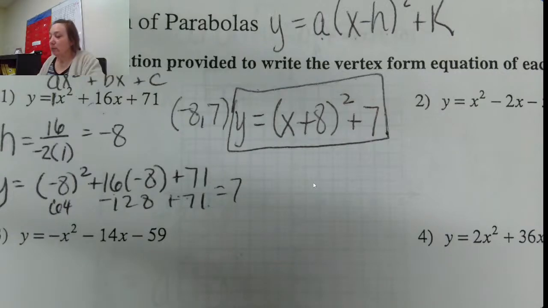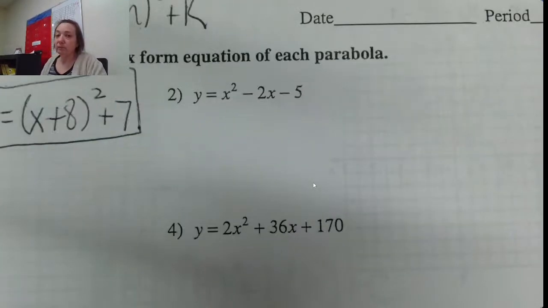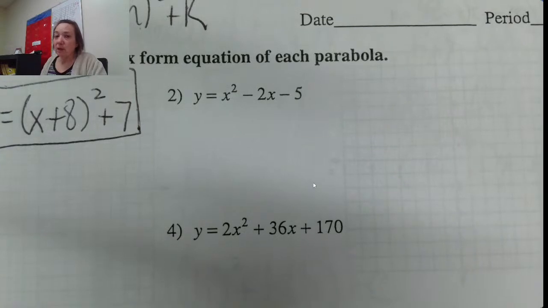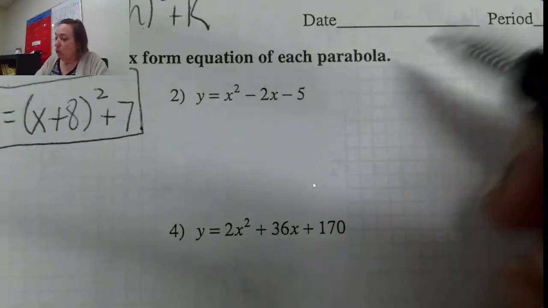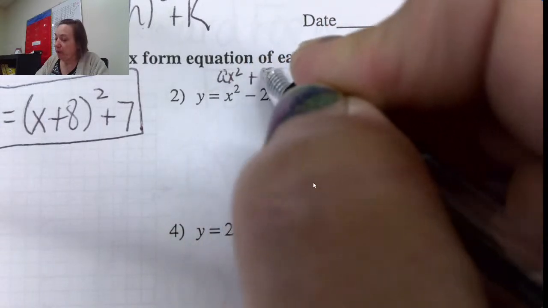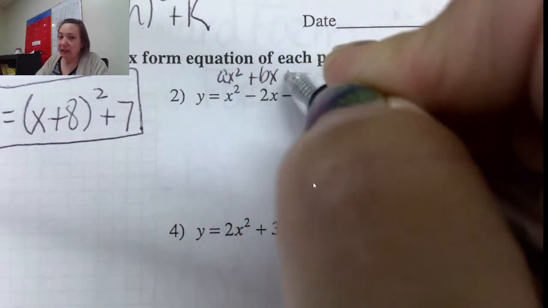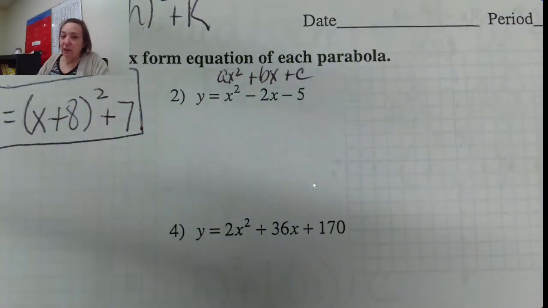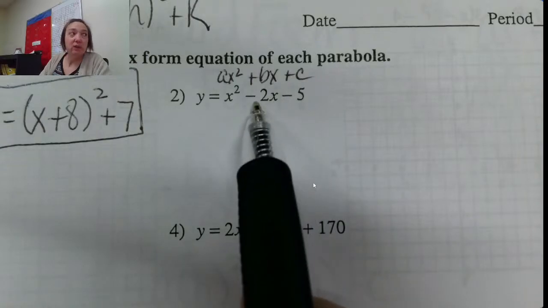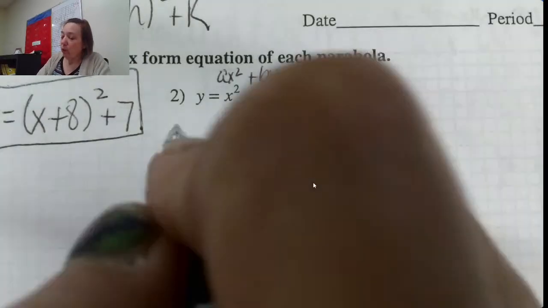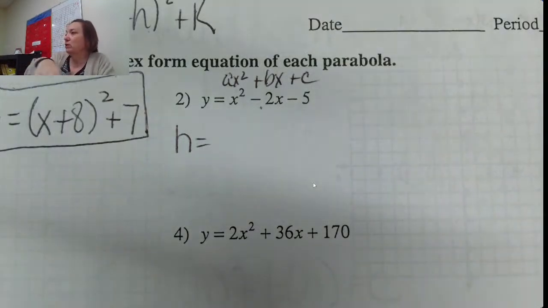All right, number 2. Let's do number 2 together. So on number 2, remember we have ax squared plus bx plus c. What's our a value? What's our b value? What's our c value? -5. By the way, our b value is -2. I know you corrected yourself, but I wasn't sure they could hear it.